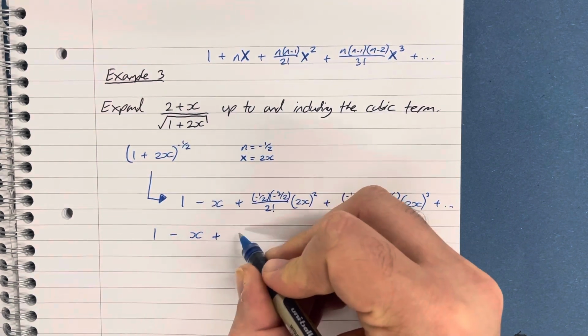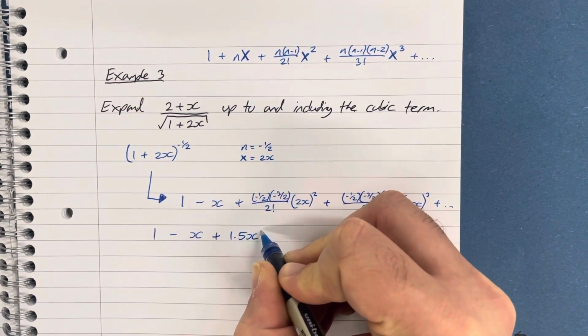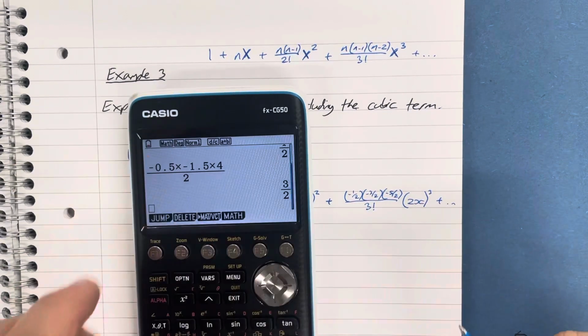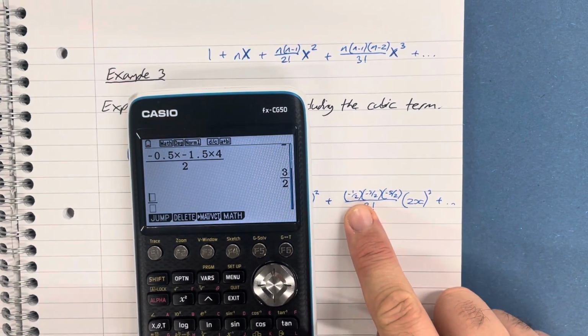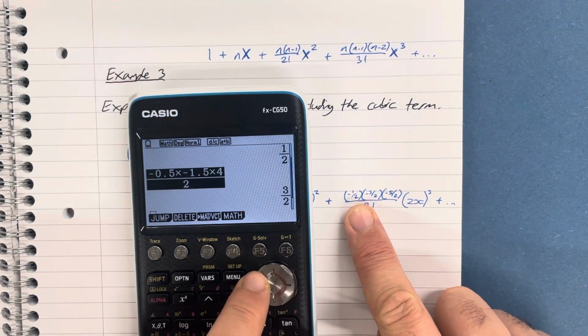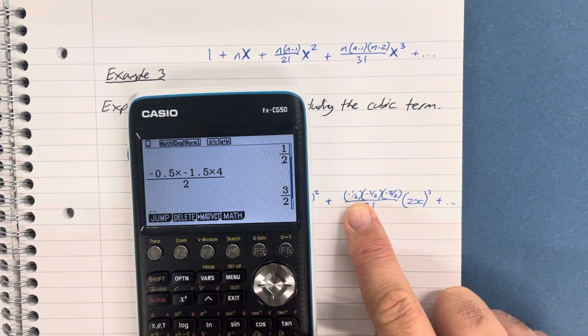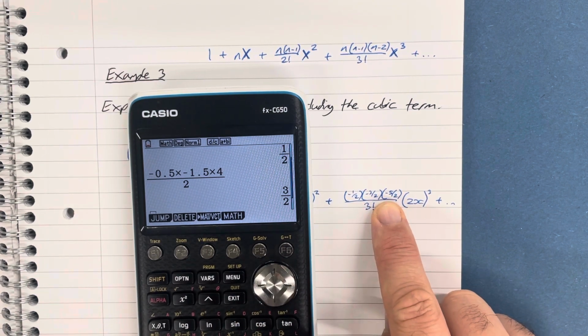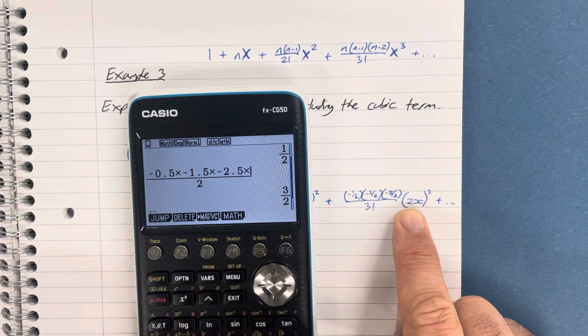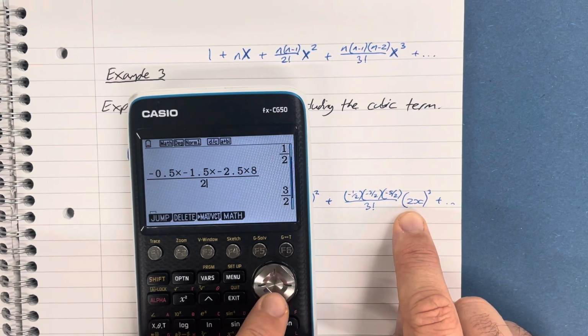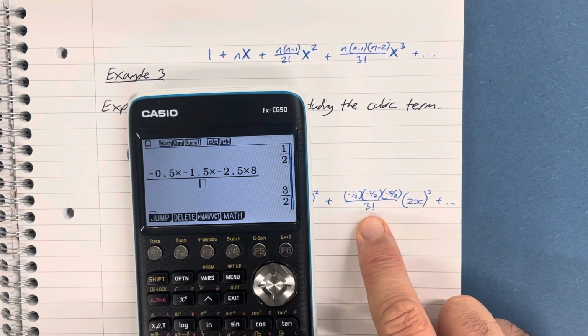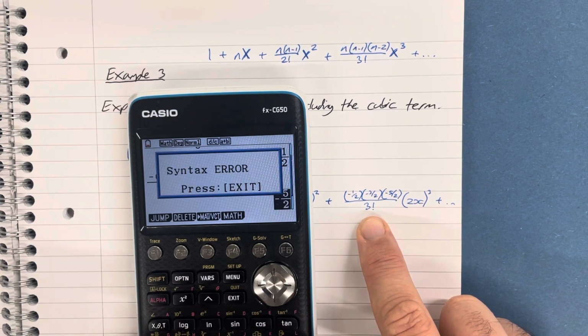So plus 1.5x squared, and then finally we're going to get, in fact I'm just going to modify this one up here, minus 2.5 times minus 2.5. Now it's going to be times 8, because we're going to have 2 cubed this time, and the denominator is going to be 3 factorial, which is 6. 3 times 2 times 1.